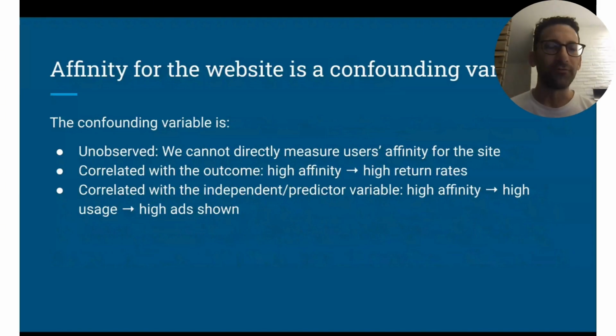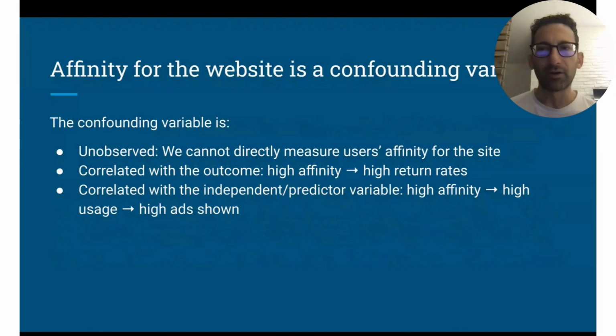Well, affinity for the website or affinity for the product, this is how much you like the product, how much you like the site, all else equal, is a confounding variable. A confounding variable, by definition, is unobserved, so we cannot directly measure a user's affinity for the site, or it's difficult to measure, right? We might have proxies for how much a user likes it, but we can't just measure it and quantify like this person likes it 3,000.